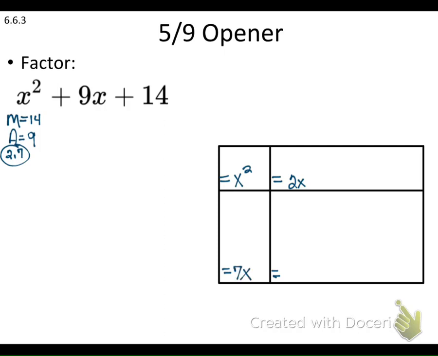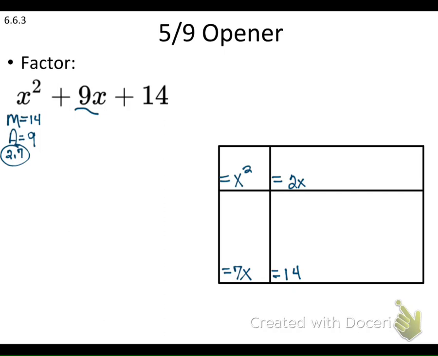Now you guys realize, basically, the 2x and the 7x, that makes my middle area. That's where that 9x we don't use because we broke it down and got that 2 and 7. Okay, and what's my last area? 14. And there's not a variable with it, so it's just 14. Perfect.